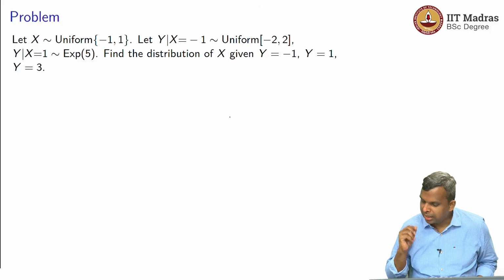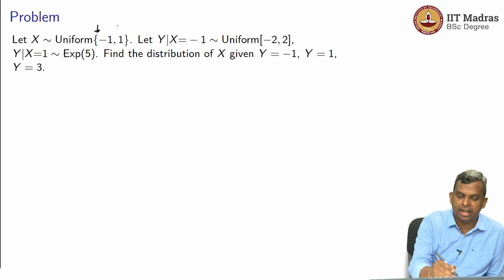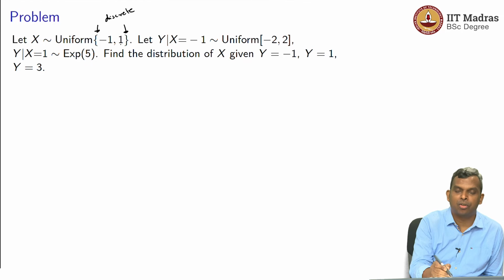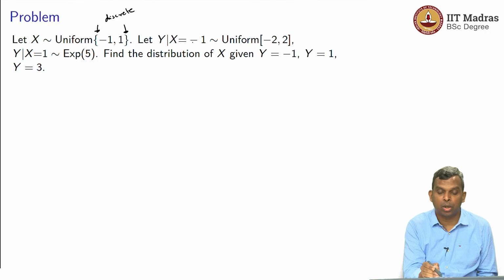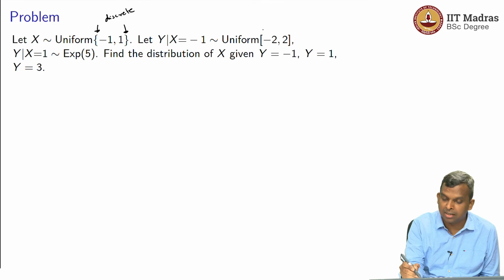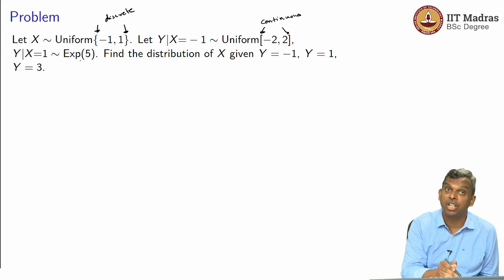We're going to start with a simple problem where x is uniform. Once again, these braces indicate that this is discrete, taking -1 with probability half and 1 with probability half, and two conditional distributions are given to you, and you have to find the distribution of x given y equals -1, y equals 1, and y equals 3. You can see that y given x equals 1, remember this is indicating that this is a continuous random variable. This is a continuous density, -2 to 2 uniform, and y given x equal to 1 is an exponential density with parameter 5.